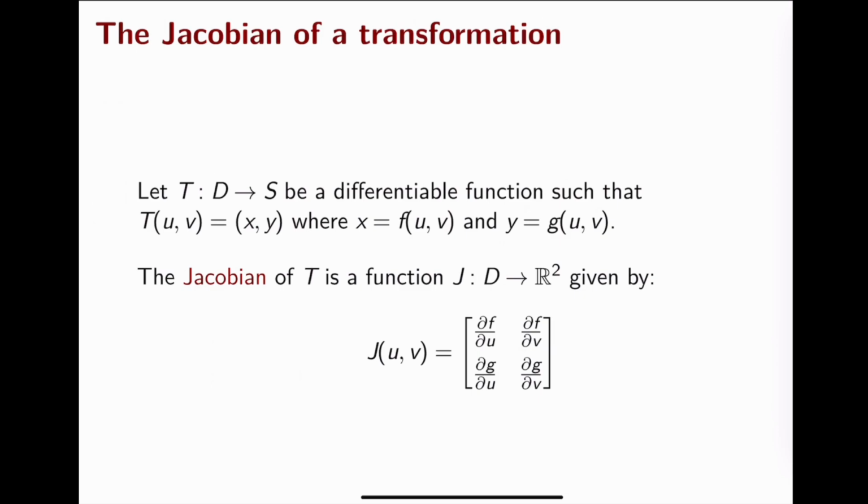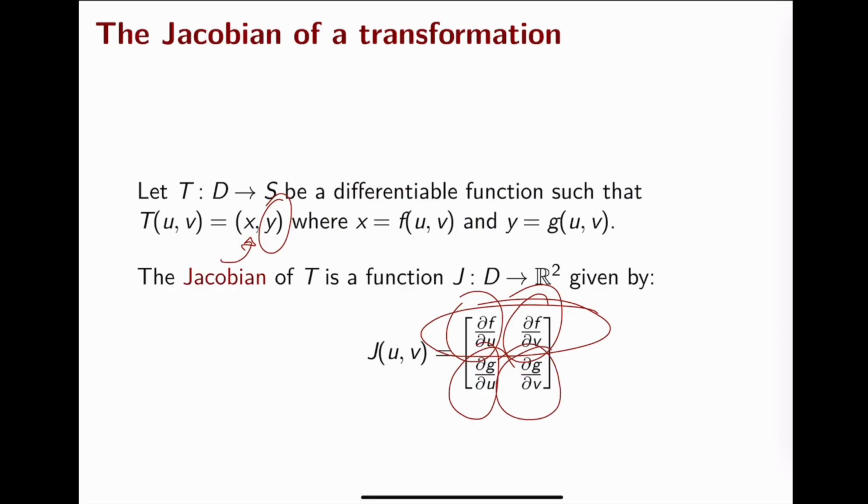The way to calculate this Jacobian when the transformation is like this: we take each of the components. The x is given by the function f, and that is going to be the first row of the matrix. So we take the first component of the change of variables, put it in the first row, and take its derivative with respect to u and with respect to v. When you finish, you take the second component and do the same thing, the derivative with respect to u and with respect to v.